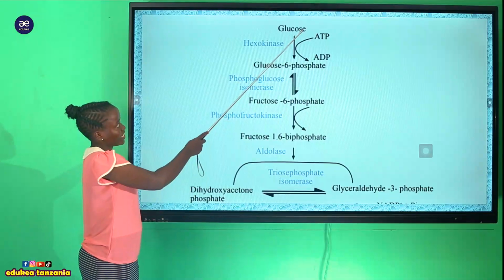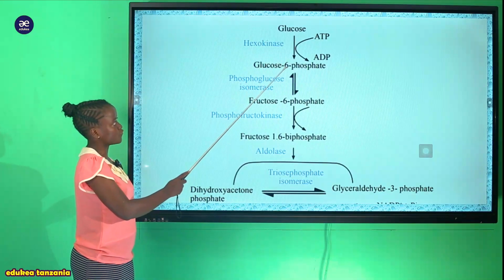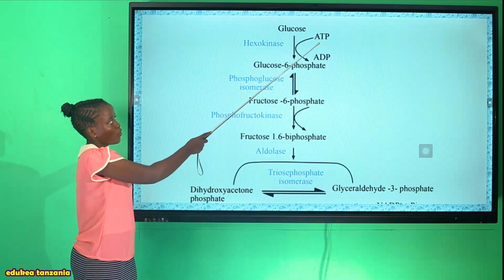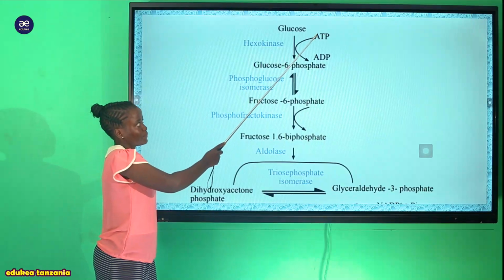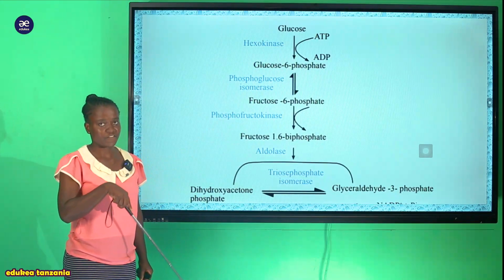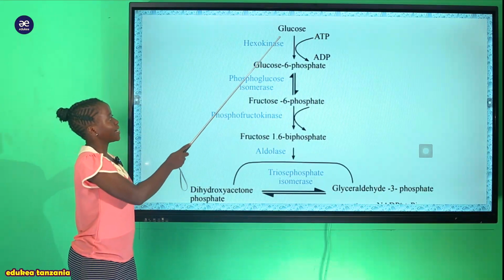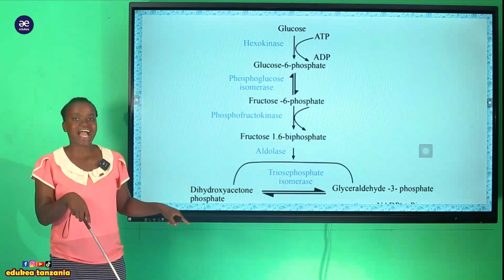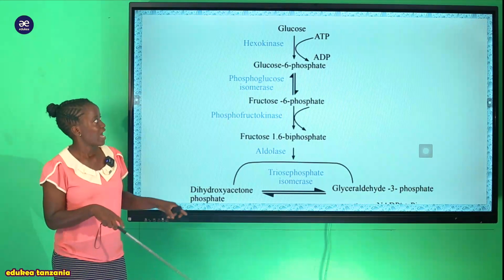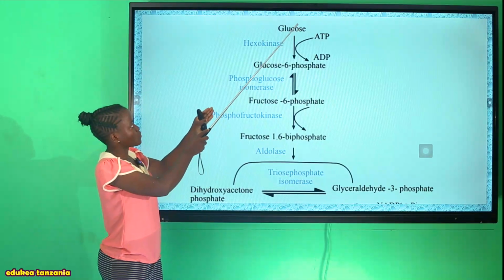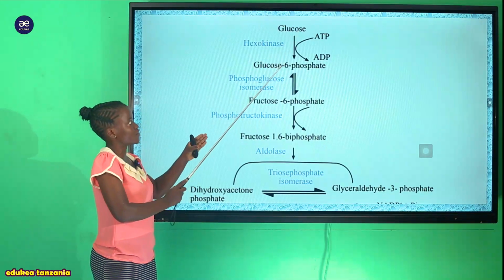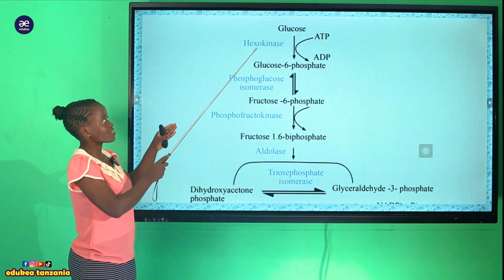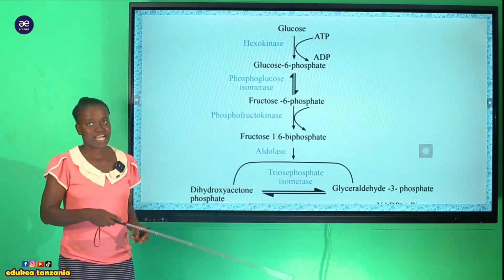In order to break down this glucose molecule to form glucose 6-phosphate, we use ATP. We are using ATP in the first stage. But this reaction, as I have said, is controlled by an enzyme. The enzyme which is responsible for converting glucose to form glucose 6-phosphate is known as hexokinase.